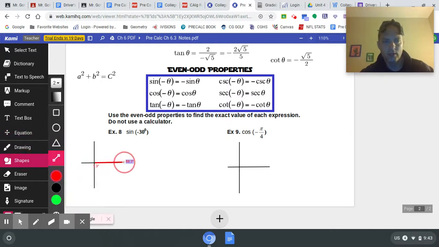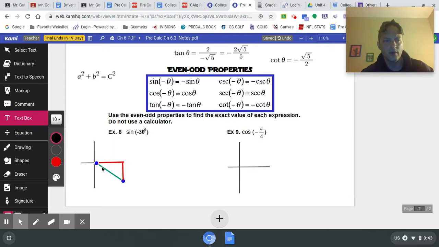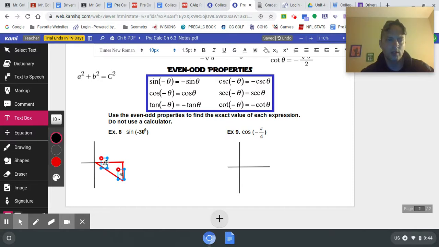This is my initial side. This is my terminal side, a 30-degree angle. When we have a negative, we go down. So there's my triangle, and my angle is a little 30-degree angle right here. Technically it's negative 30, but again, we're dealing with a triangle. So it's 30, 60, 90, and we should know what's across from 30s and what's across from 60s.